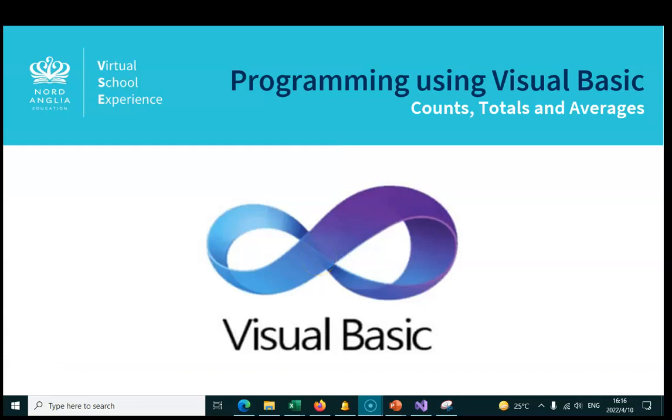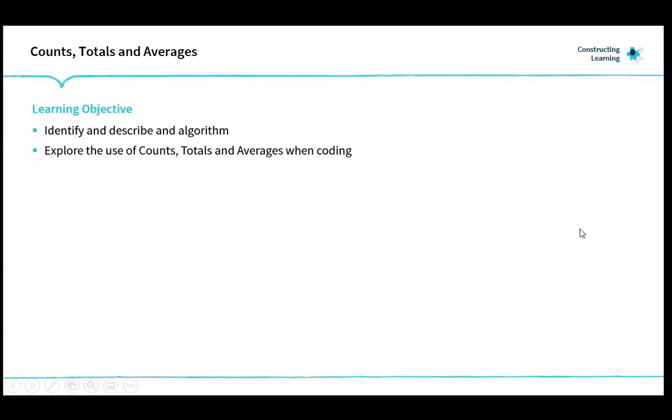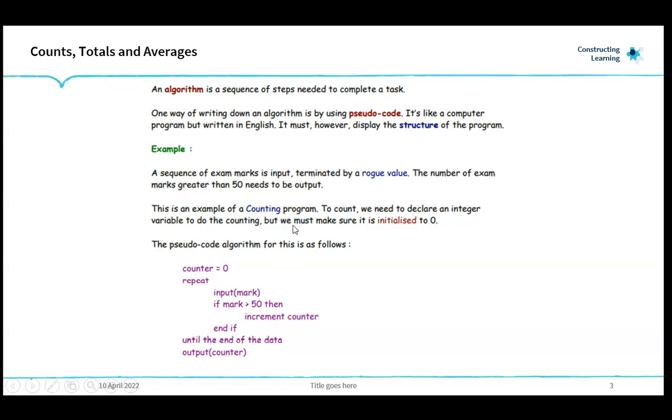Welcome to lesson 10 of programming using Visual Basic. In this lesson, we're going to look at counts, totals, and averages. We're going to identify and describe an algorithm, and we're going to explore the use of counts, totals, and averages when coding. So an algorithm is a sequence of steps needed to complete a task.